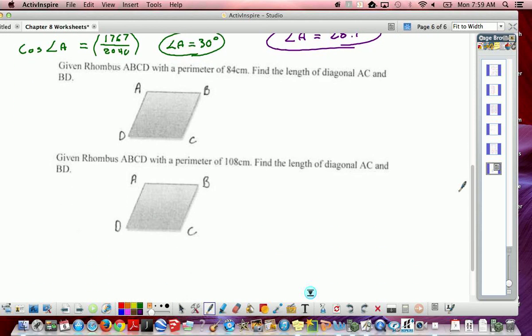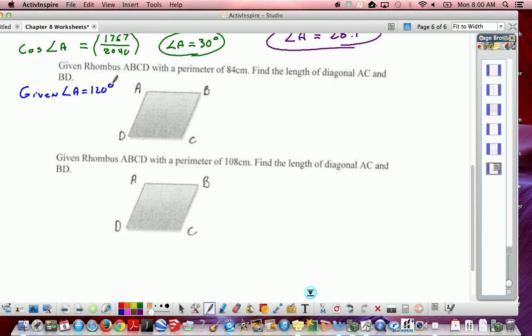All right, last two problems. As was forgotten on your worksheet, hopefully I told you today that to help you do this first problem, you need to know that angle A was equal to 120 degrees. Then you can do this entire problem. So it asks you to find the length of diagonal AC and BD.